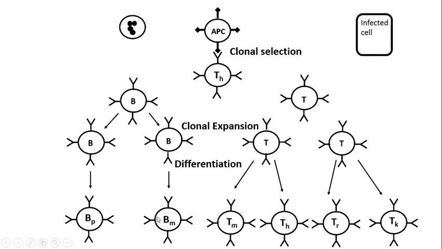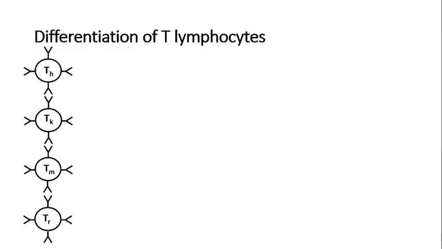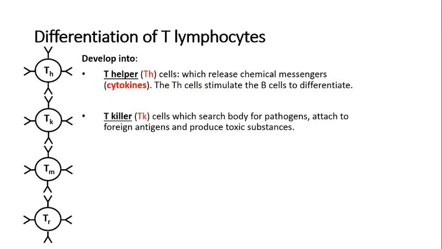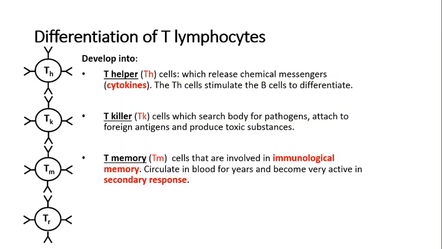B cells are called B cells because they mature in the bone marrow, and T cells are called T cells because they mature in the thymus. So the T cells, the T lymphocytes, could become T helper cells. These are seen as the coordinators of the immune response. They'll release these chemical messengers that we'll be looking at today, and they'll stimulate the B cells to differentiate. T killer cells then will search for pathogens, attach to the antigens on the surface of those pathogens, and then produce toxins that will destroy those pathogens and infected cells.